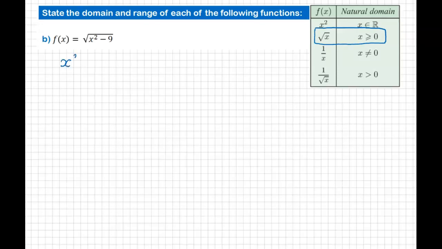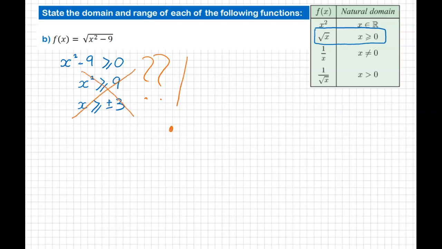In other words, it cannot be negative. So, x squared minus 9 greater than or equal to 0. You might go down this path, and if you do, you end up with x greater than or equal to plus or minus 3. Uh-oh, what does that mean? Nothing. That's incorrect. We have to start again.